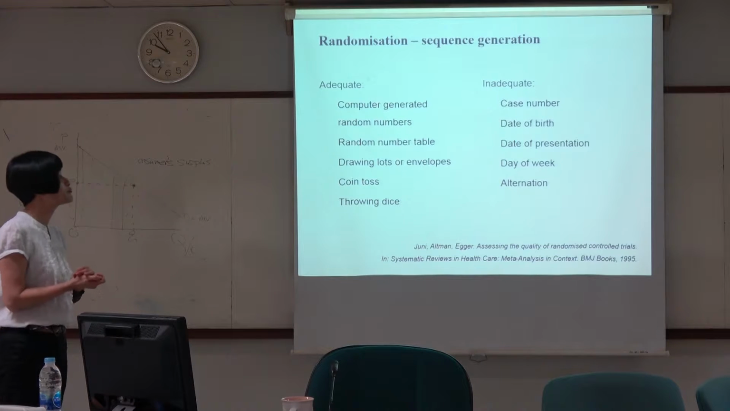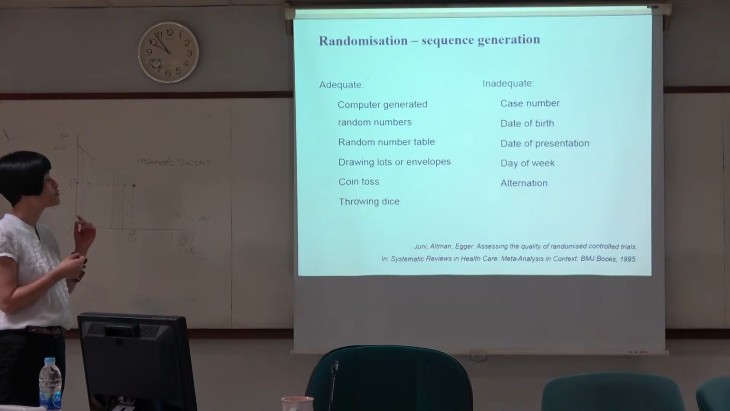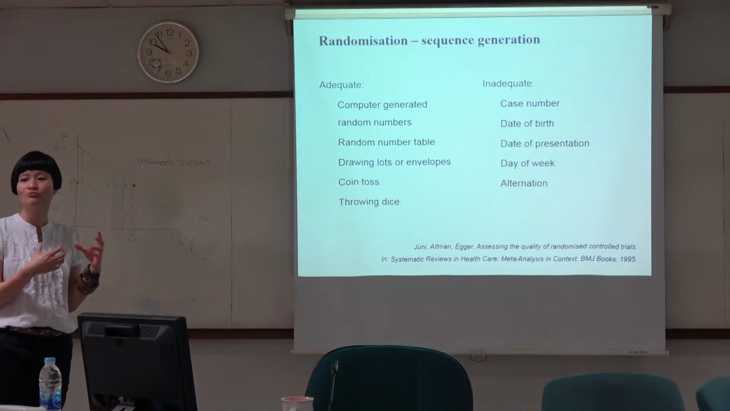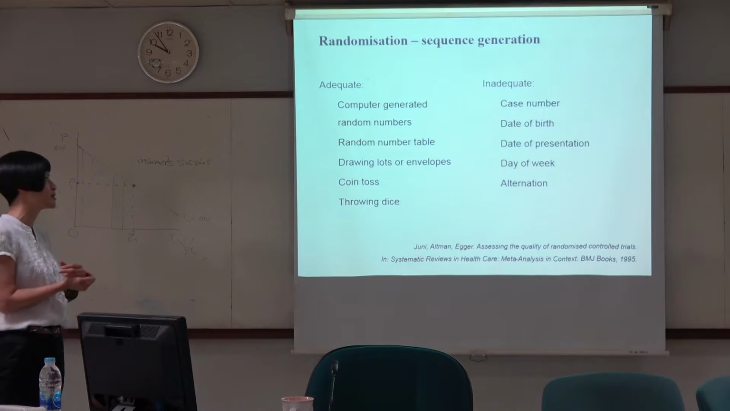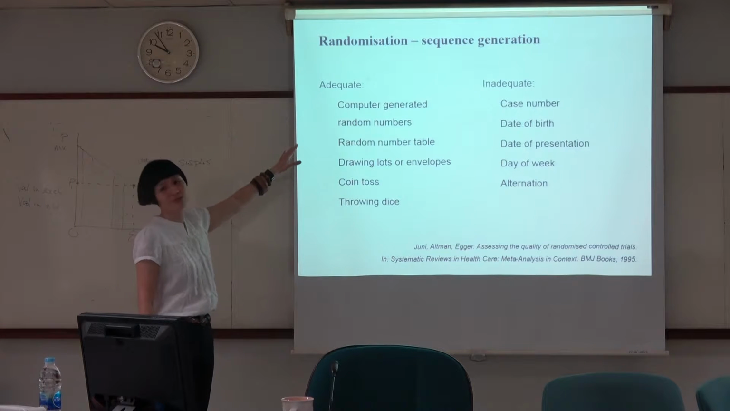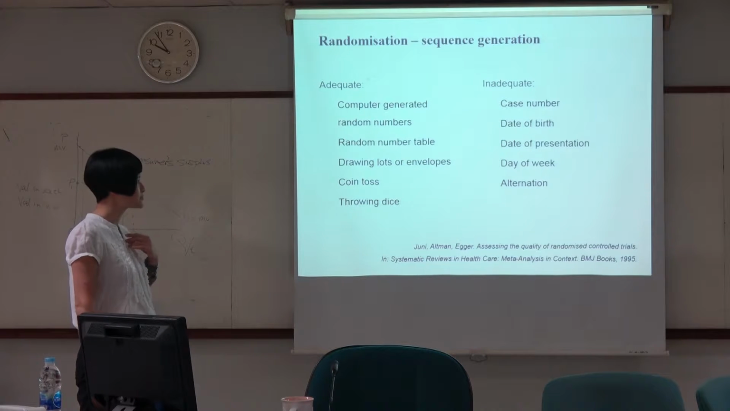So in terms of randomization, what we would consider adequate randomization are computer-generated random numbers, the use of random number tables, drawing lots or sealed envelopes, coin tossing, throwing dice. So these are all processes of generating random numbers. But nowadays we expect computer-generated random numbers in a randomized controlled trial. That's really what you would expect.